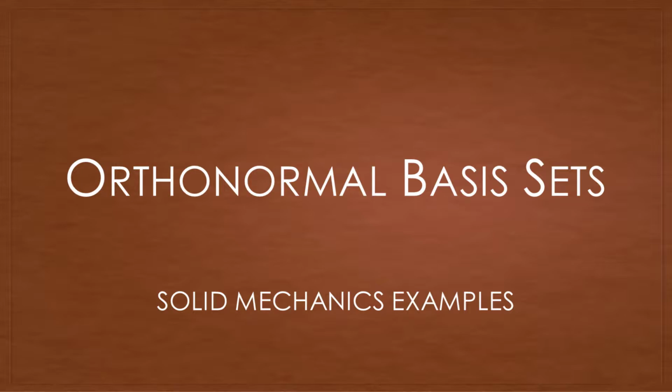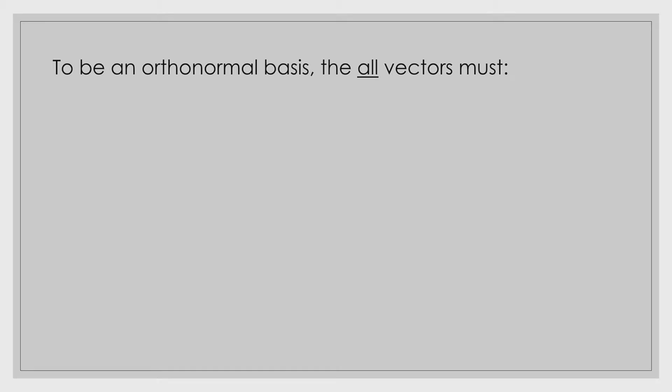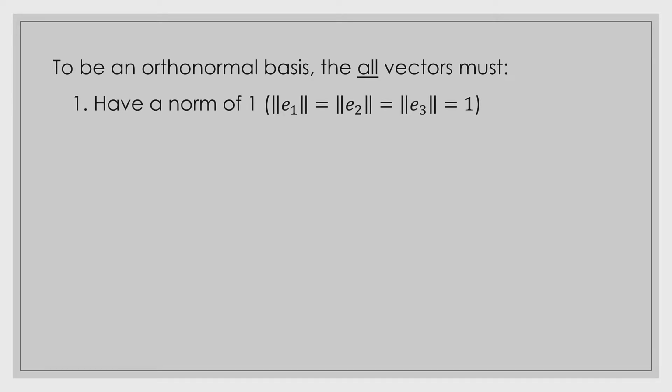To be an orthonormal basis set, all of the vectors within that set must exhibit two properties. The first one is all of the basis vectors must have a norm of 1. It could be a norm, magnitude, length, whatever you want to call it. Either way, the norm has to be 1. So the norm of E1 is equal to the norm of E2, equal to the norm of E3, which is equal to 1. That's a very nice property because it's very, very easy to prove, very easy to check if you're given a situation where you have to determine if a basis set is orthonormal or not.